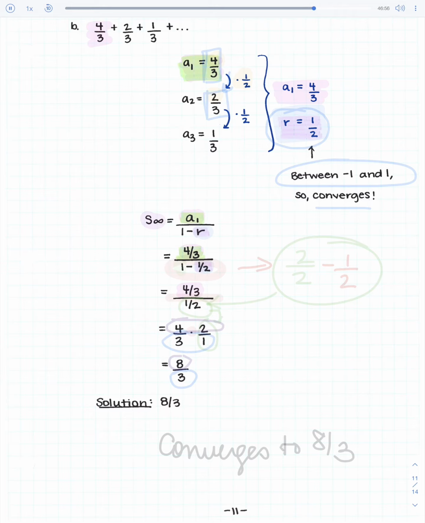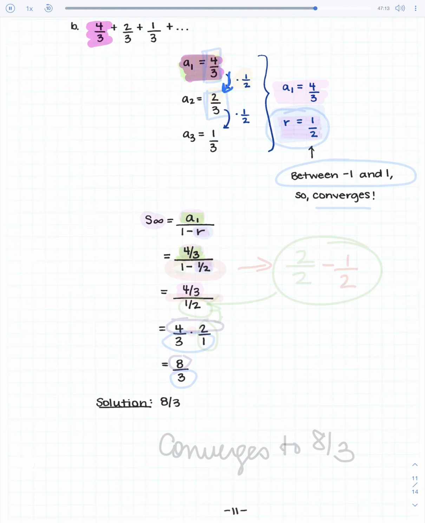Let's look at another one. Let's look at problem B. Again, we always start out with our first term. Our first term is 4/3. The question is, how do you get from your first term to your second term? What's your common ratio is what we're trying to figure out.